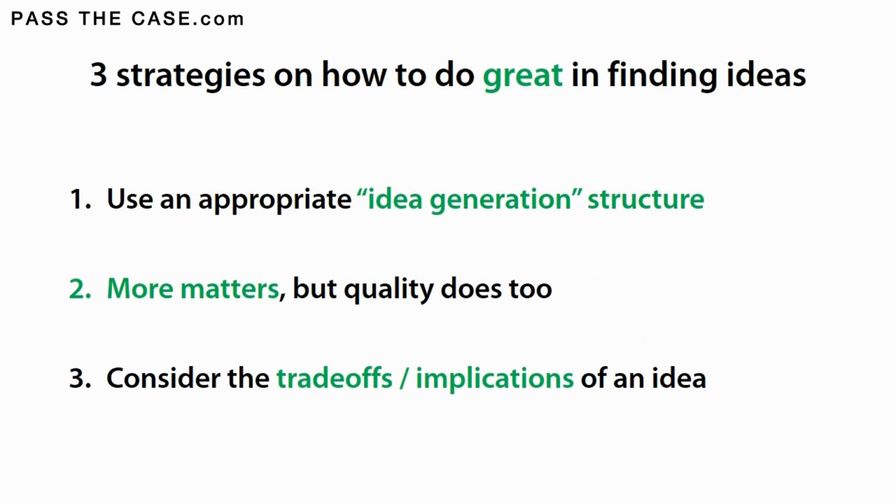Now, let's talk about the three strategies on how to be great at generating ideas. And hang tight, because we're going to go into a lot of detail on each of these strategies in the next slides. First, you need to use a relevant structure to help you generate ideas. Second, you need to realize that you often have to have a handful of ideas. Don't just stop at one or two. And third, you need to think about the trade-offs, the considerations, or the key implications of an idea.